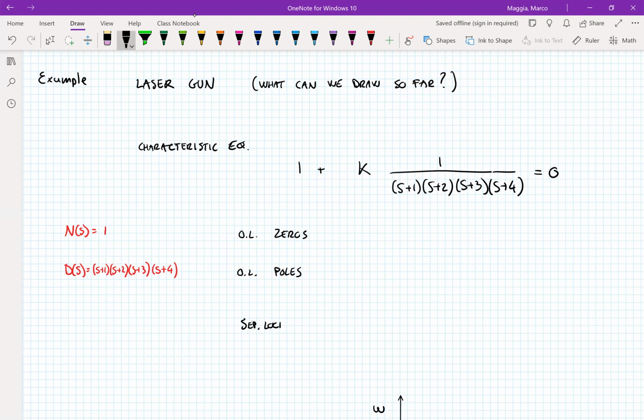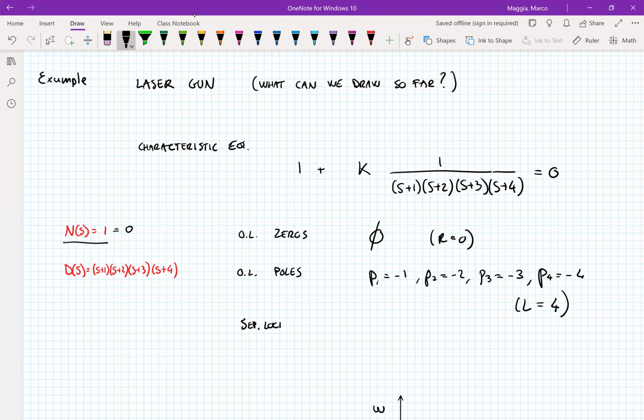However, let's write down the actual values for the open loop zeros and poles. N of s is simply 1. So if we equate it to 0, this doesn't have any solution. In other words, we don't have any open loop zeros, or r is equal to 0. However, for the open loop poles, we have 4 of them. We have p1 equal to -1, p2 equal to -2, p3 equal to -3, and p4 equal to -4. And therefore, L is equal to 4.